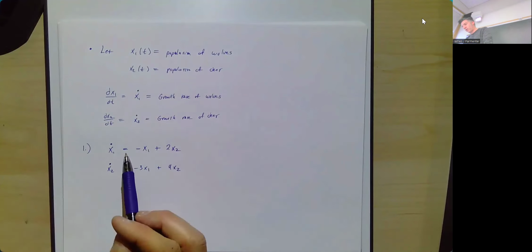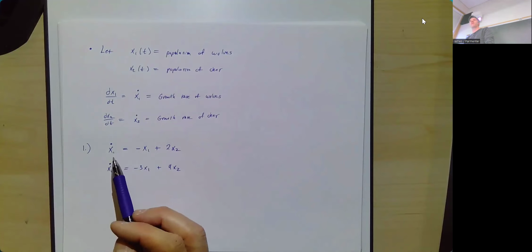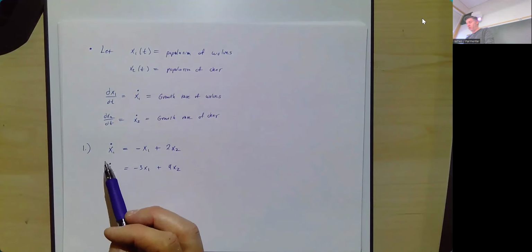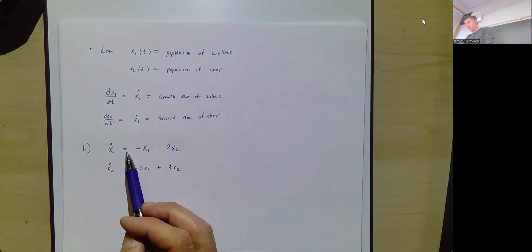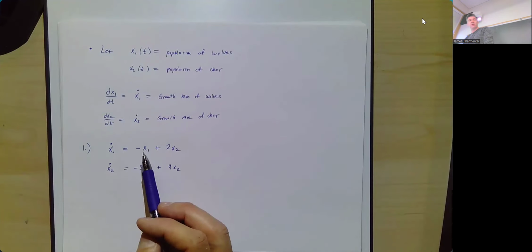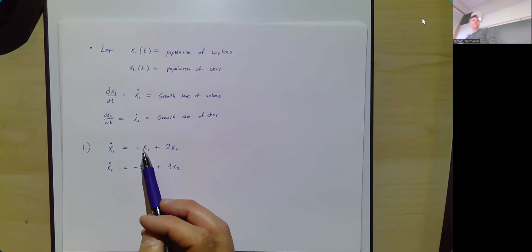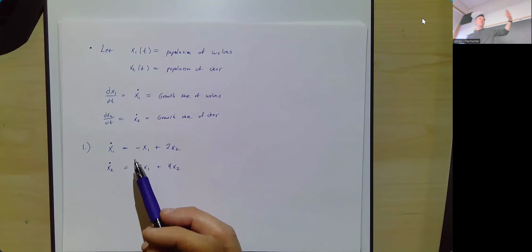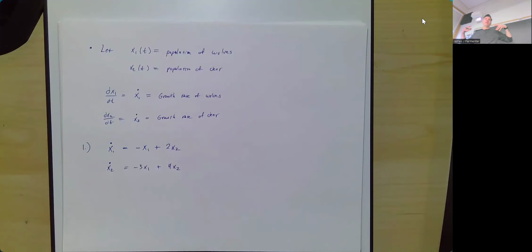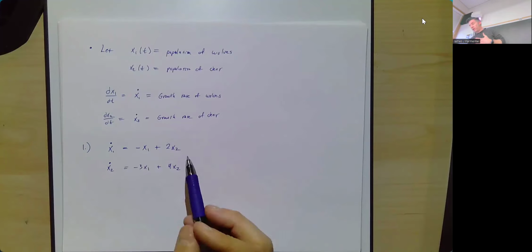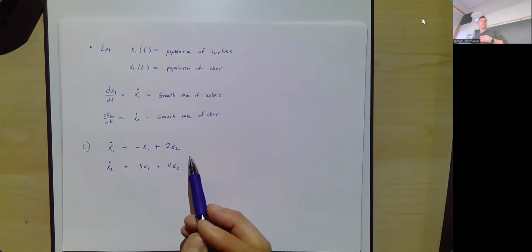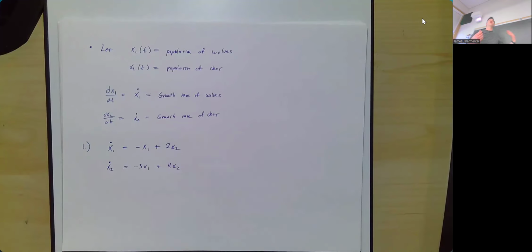So what this is saying is the rate of growth of the population of wolves is going to be negative the number of wolves, because if there's too many wolves, then there's too many wolves to feed. Like, there's not enough food for all of them. But the more deer there are, the faster they're going to grow. So more deer means faster growth. More wolves means there might not be enough prey for them to all eat. So less wolves is better.